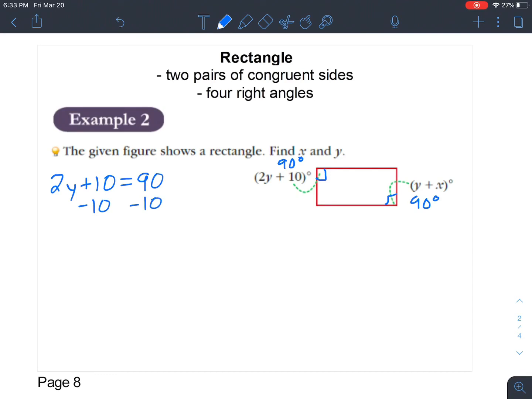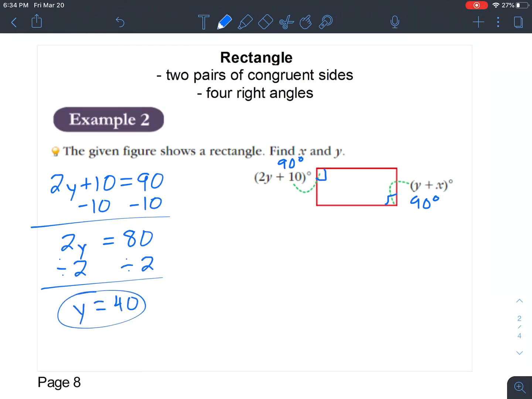And then we know that we're supposed to subtract 10 from both sides. We get 2y equals 80. And then we have to divide both of these by 2. And y is going to be 40. Now that we have 40, we can rewrite this angle here as 40 plus x. And then, in order to solve for x, we will set 40 plus x equal to 90, and we can see that x will have to be 50 degrees.